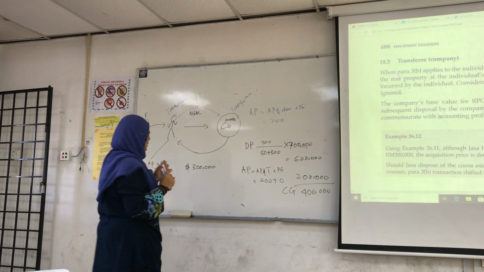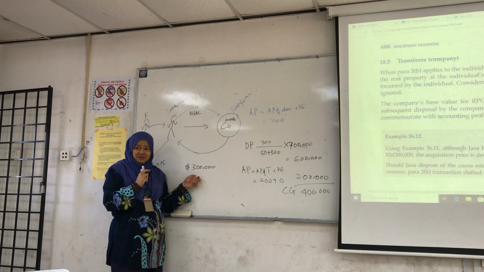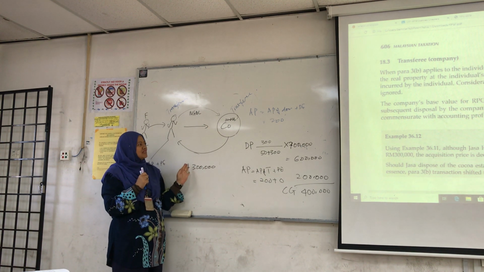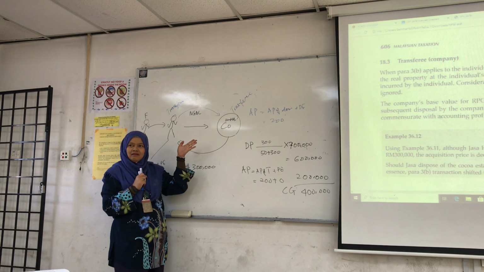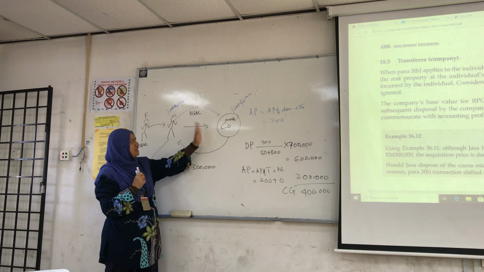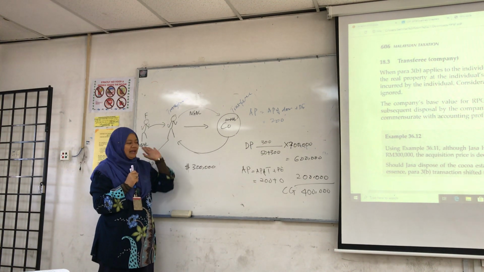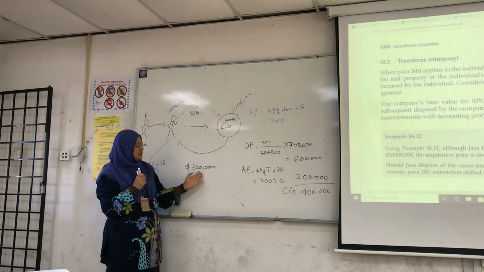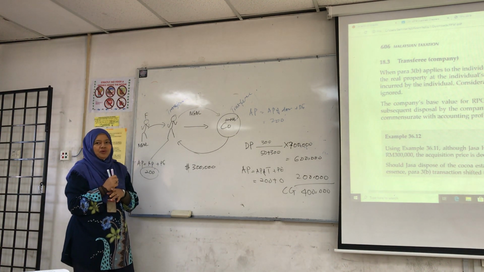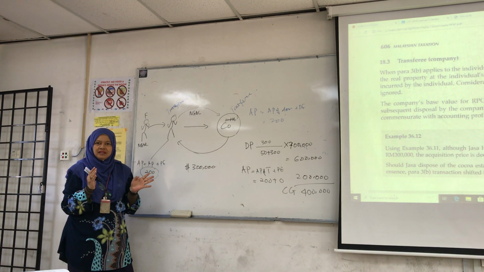But how much does the company pay? The company pays 300,000 to the individual, but the acquisition price becomes 200,000. So who is at the losing end? The company. Enjoy, the transfer, because when they dispose of their property, they don't have to pay tax. But later, when the company disposes of the property, of course, based on this, you then have to pay tax. Who benefits the most?